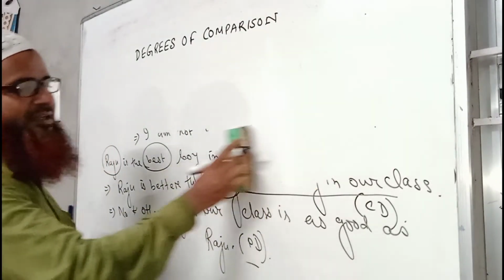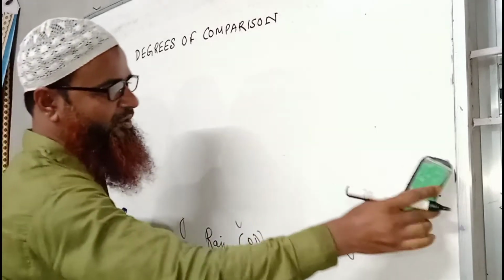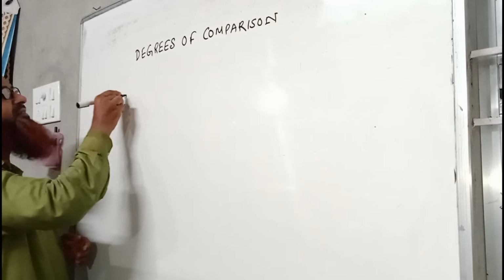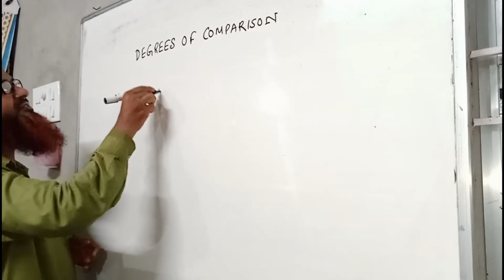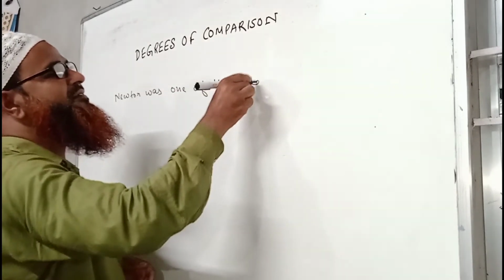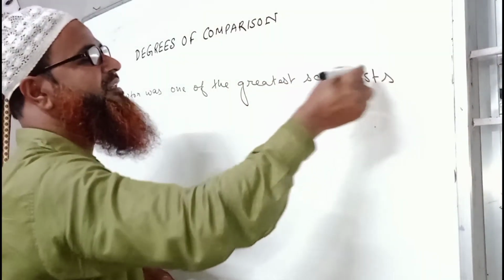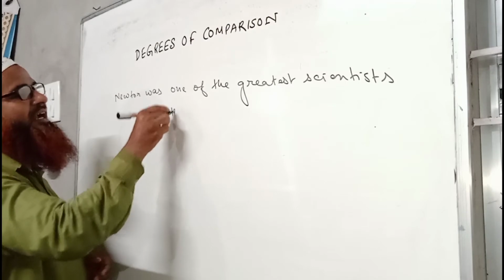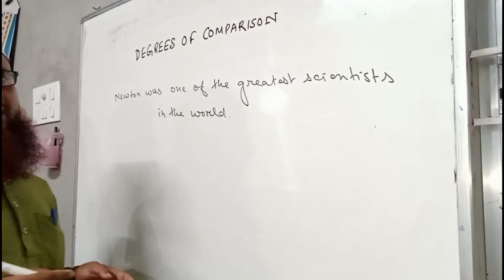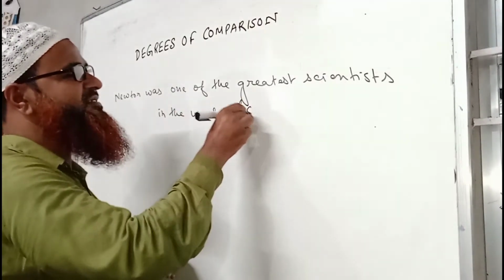Einstein was one of the greatest scientists of the world. Or Newton was one of the greatest scientists of the world. So here the sentence is: Newton was one of the greatest scientists in the world. Here we have to notice the difference between the former superlative degree sentence and the present superlative degree sentence.